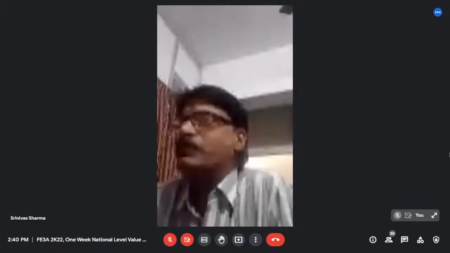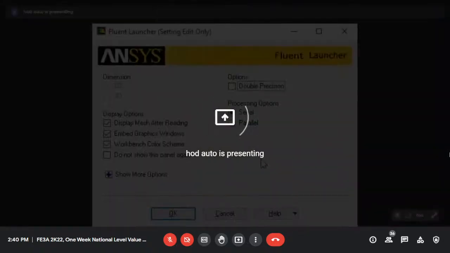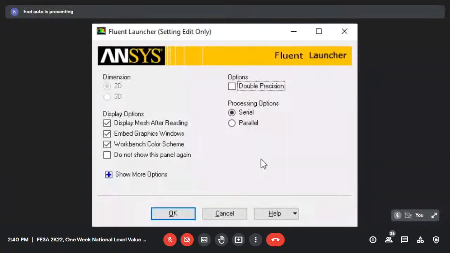Fluent launcher, good. This is how the Fluent launcher is. The dimension is already 2-dimensional. Go with double precision.